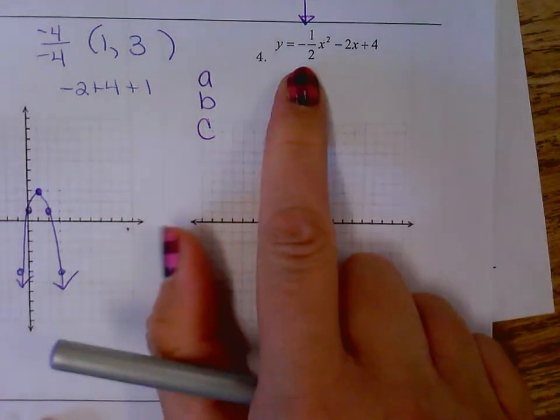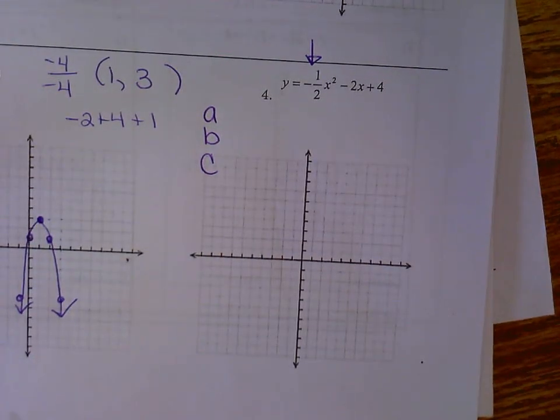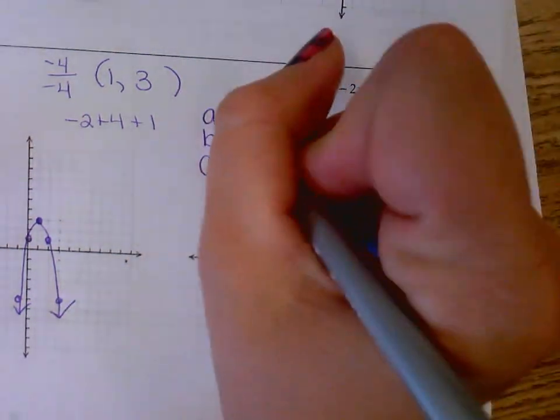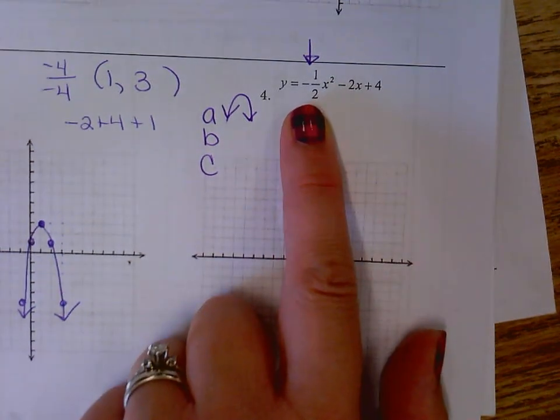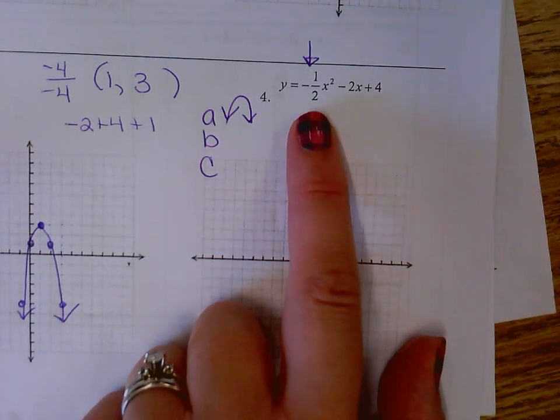So in this problem, the a value is -1/2. What does that tell me? Concavity. So is this graph going to open up or down? -1/2. So it's going to open down. And is it going to be steeper or less steep than the parent function? Less steep. So I'm just thinking that in my head for now.